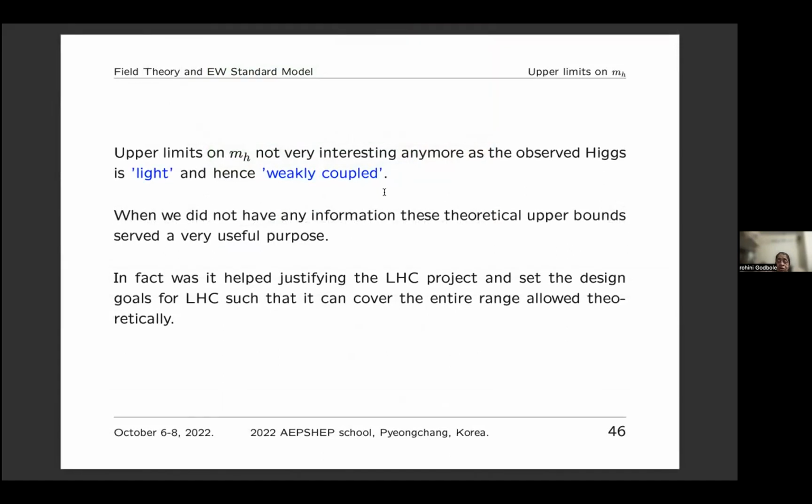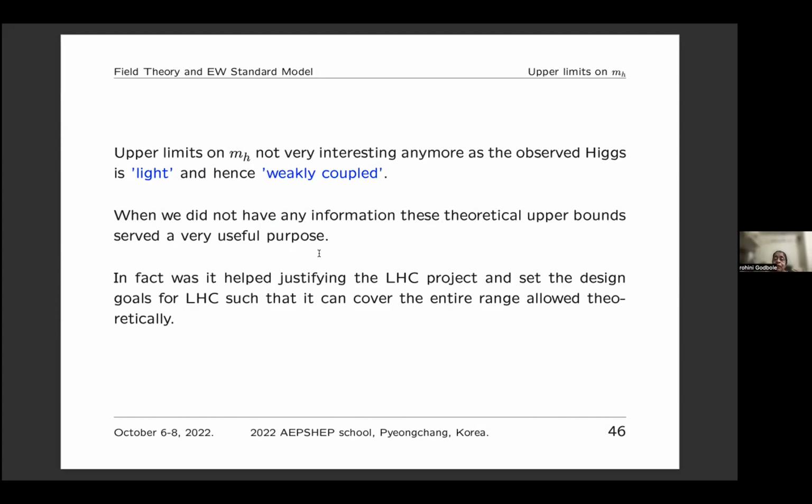So I did not discuss the upper limits on the MH earlier because, as I said, they are not interesting anymore as the observed Higgs is light and therefore weakly coupled. But this is a typo, I should put a comma here. When we did not have any information, the theoretical upper bounds actually served an extremely useful purpose, because the theoretical upper bounds, which I'm going to discuss in the next 3 slides, are what actually set the target for LHC.